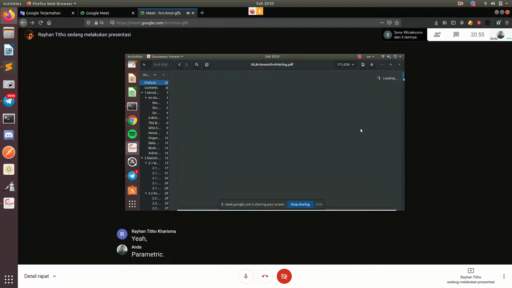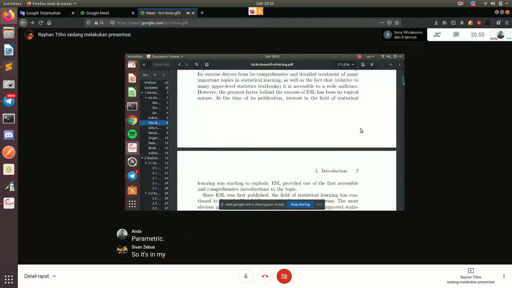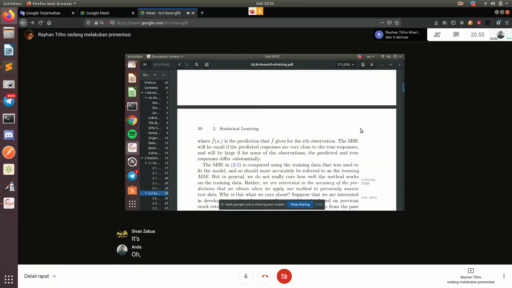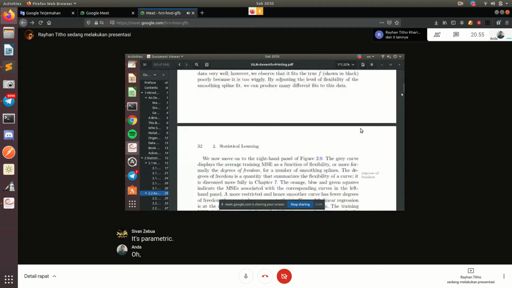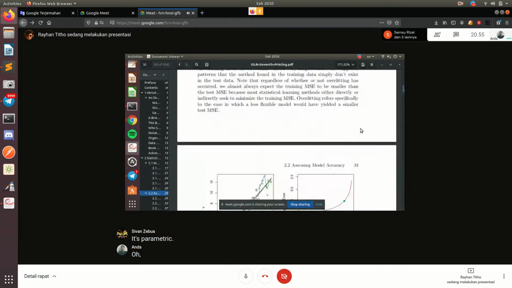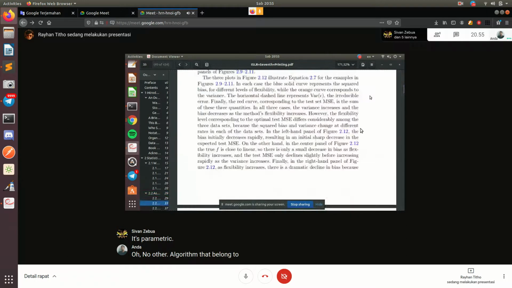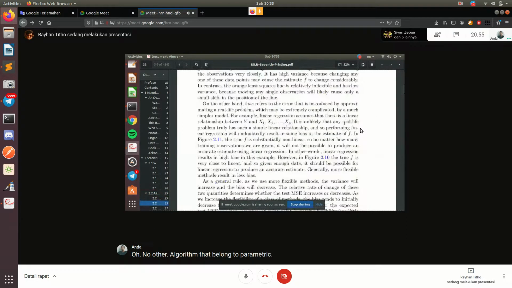Yeah, there's also the selection method. It's like, if it is more than X, then it belongs to the class. It's selection, right? It's parametric. Any other algorithms that belong to parametric? OLS, ridge regression, lasso regression.